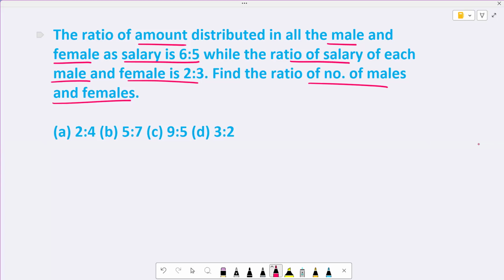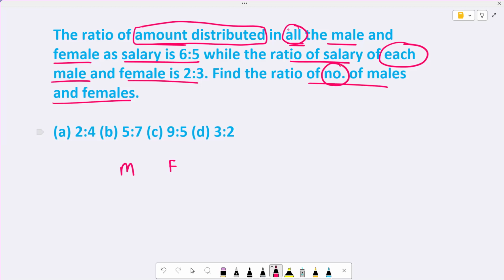So here this question is mainly regarding two distinguished cases. Firstly, we're talking about the difference in salaries of male and female. Secondly, we're also talking about the ratio of amount that is distributed in all the males and females. This is the part that we need to focus upon. And also, while the ratio of salary of each male and female is 2:3. So these are the three main components that we're talking about, plus the number of males and females. That is what we need to find out.